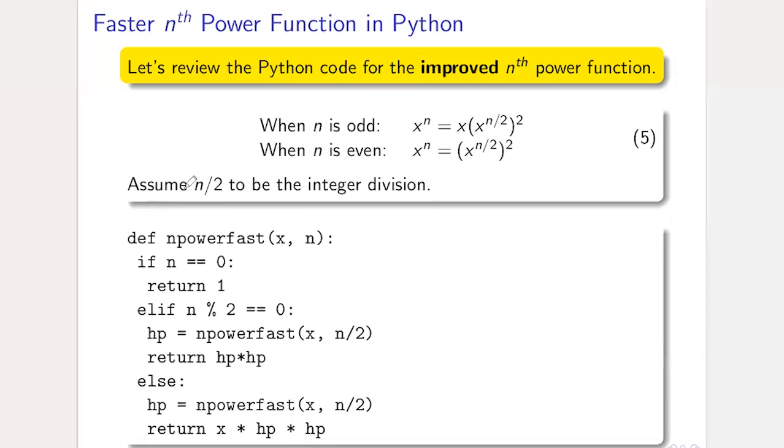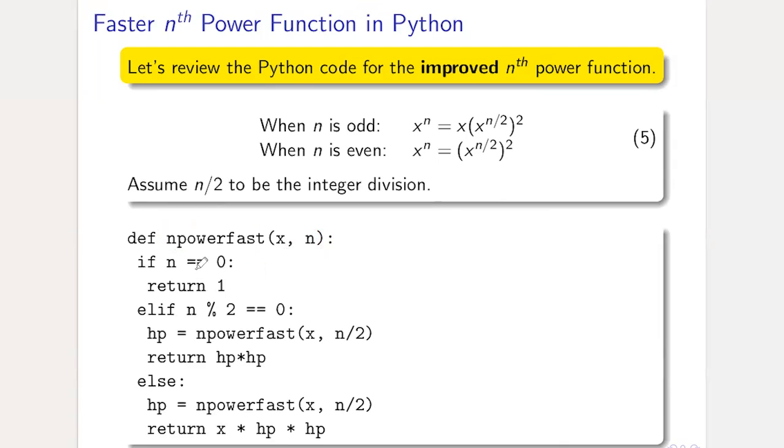Now let's look at the Python code implementation. You should type this into your own Python environment and test. So you can see I have defined a function n power fast, to show that now this is the improved version. I will pass a parameter x and another parameter n. So what I want is to compute the value of x raised to the power of n.